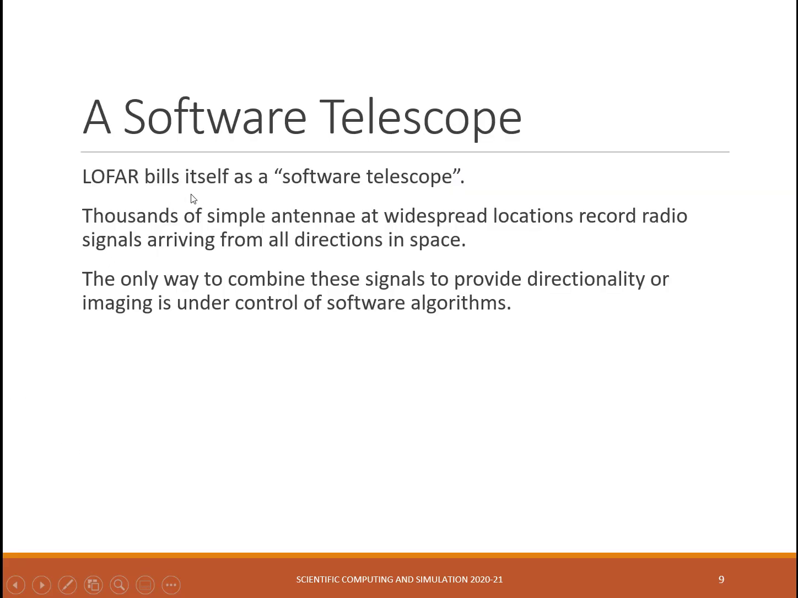LOFAR considers itself a software telescope. It digitizes the electronic signals received by the antennas. Then the raw signals are transported to a central digital processor and combined in software in order to make the sky image. In other words, LOFAR uses software to process signals received from the global network of antennas. In the following slides, we will study how LOFAR creates sky images by analyzing and combining signals received from a large array of antennas.